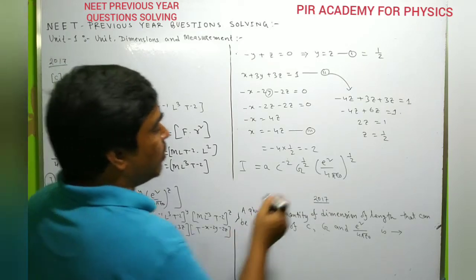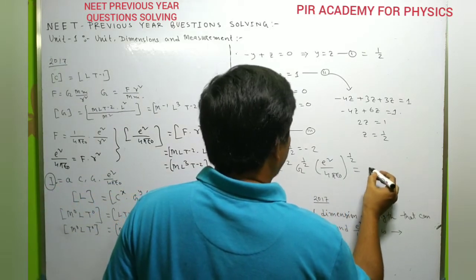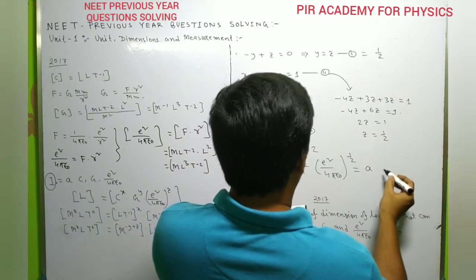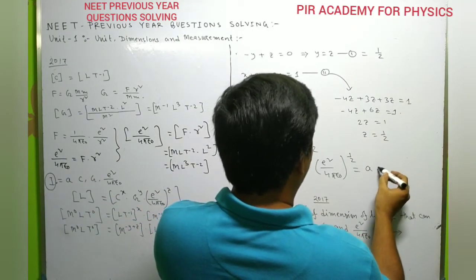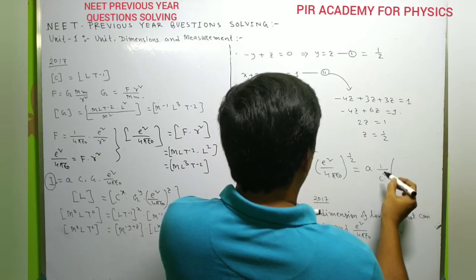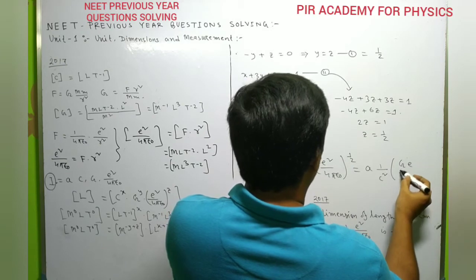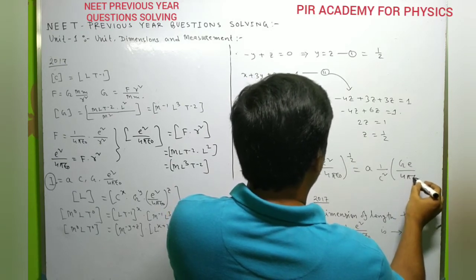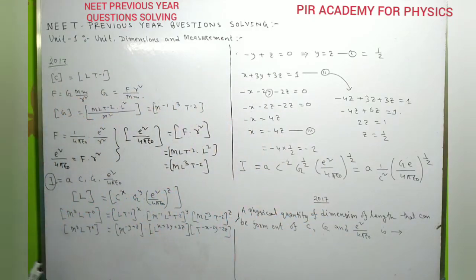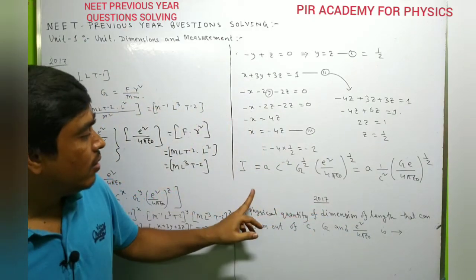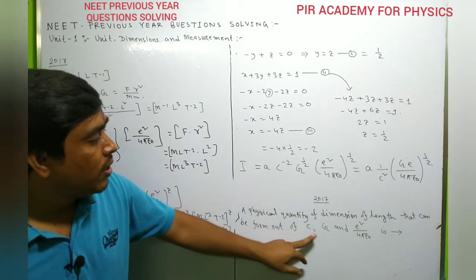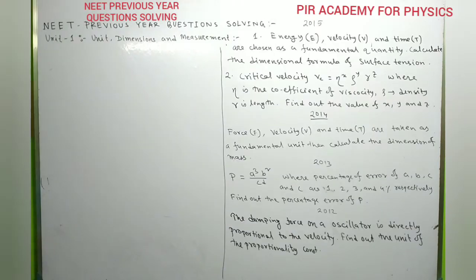So it can be written as A, and this is 1 by c square, and the G E divided by 4 pi epsilon naught to the power half. This is the formula of the physical quantity of dimension length in terms of c, G and e square.